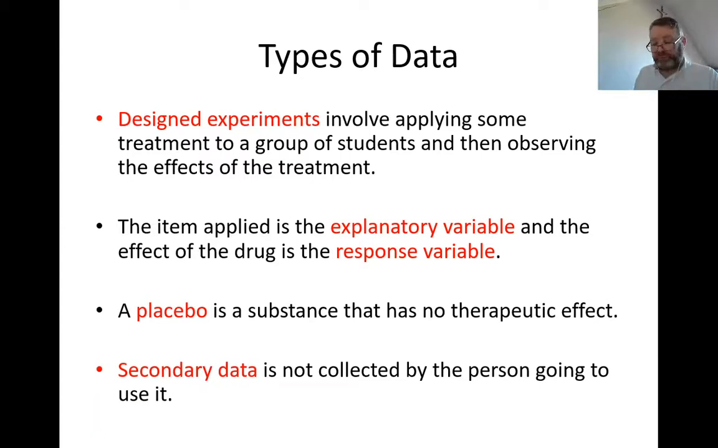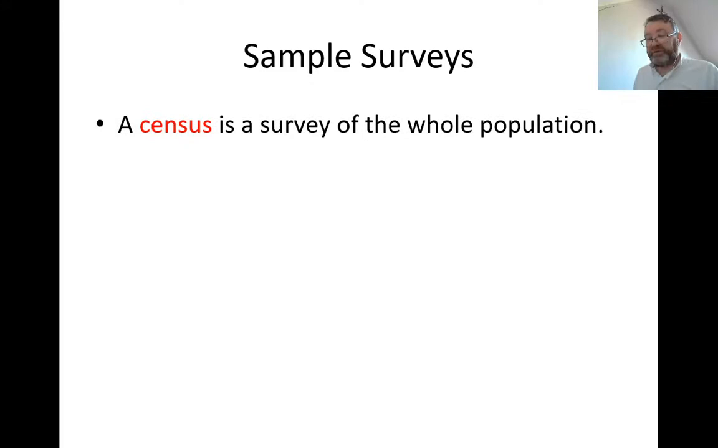Secondary data, as I told you already, is not collected by the person who's going to use it. It has already been collected by somebody else. So if you look for the results of the census, all the results that you take would be secondary data, because people out there have collected the data by means of a form. The census would be primary data to the government, but secondary data to us. Okay, sample surveys. A census, we all know, is carried out in this country every 4 years. It's a survey of the whole population.